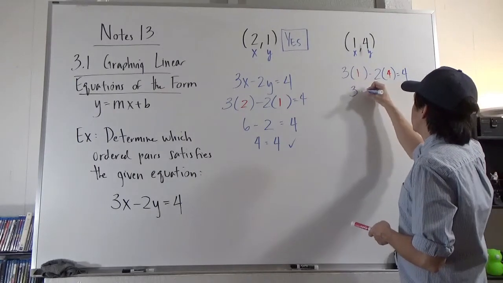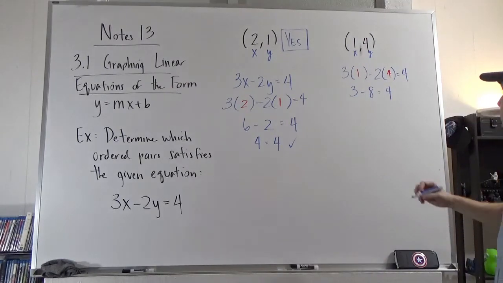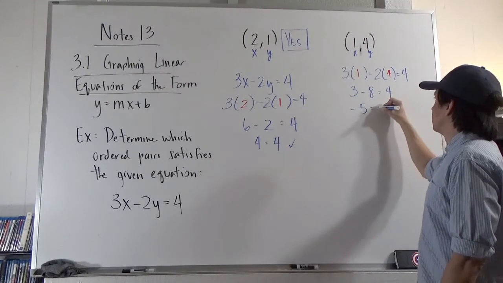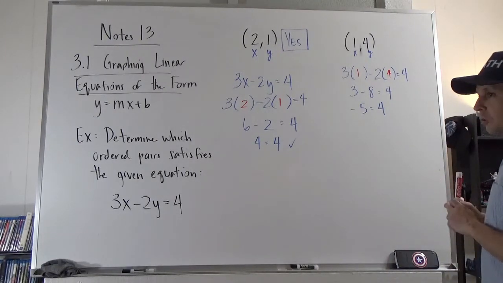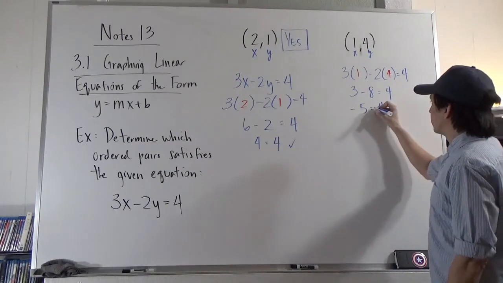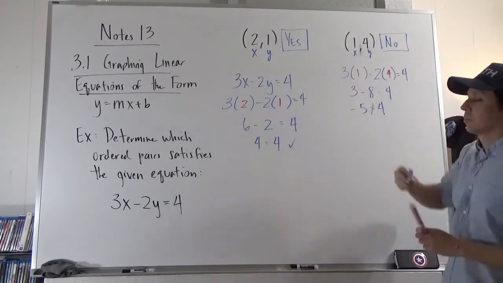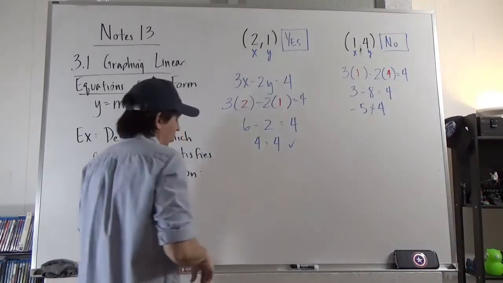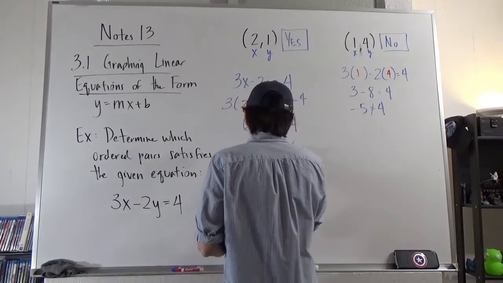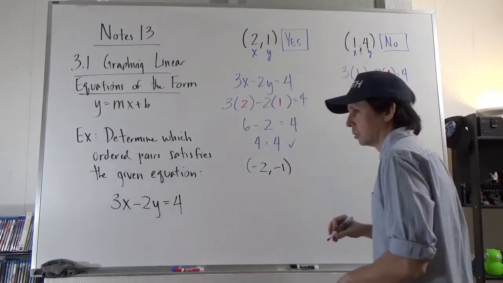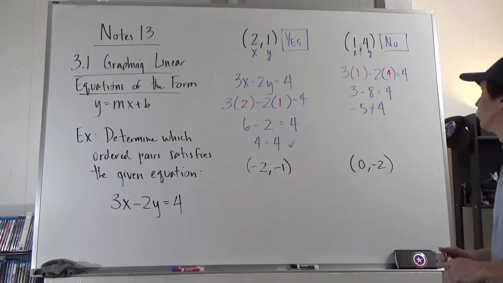3 times 1, 2 times 4. Watch your negatives. In this case, just the 1 minus sign, so it's going to be negative 5 is equal to 4. Is that right? Okay. So that's a no. You get 2 values that are not equal, so this point does not satisfy the equation. Okay, I'm going to give you 2 more. Next one is going to be negative 2 comma negative 1. Watch all those negatives. Last one will be 0 comma negative 2. Also watch those negatives.